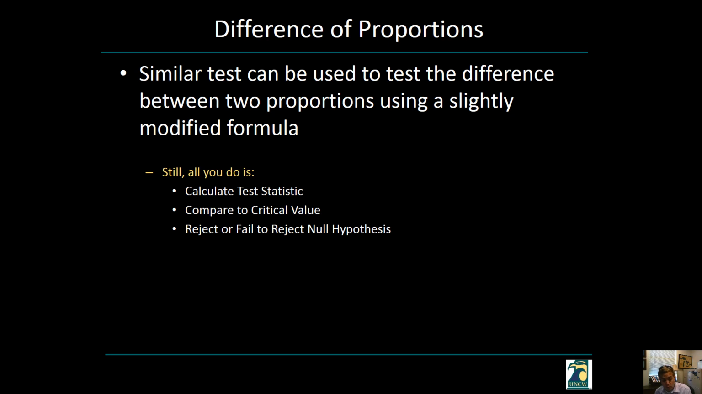Still, all you do is calculate a test statistic, compare it with a critical value, and determine whether or not you reject or fail to reject the null hypothesis. It's the same procedure. It's just a matter of looking at the data, trying to figure out what it is that you need to analyze, and deciding which test is the most effective to understand the relationships that you're trying to explain.